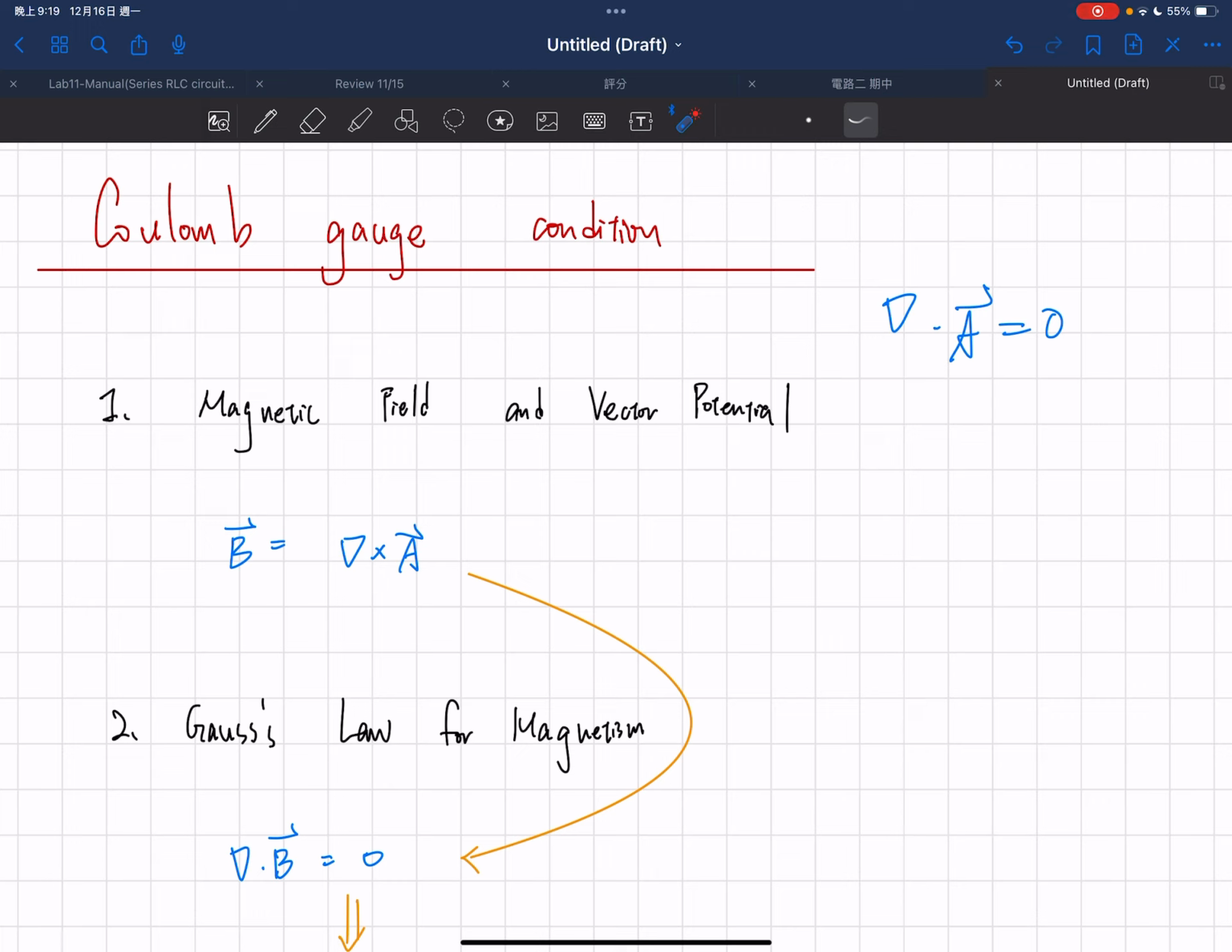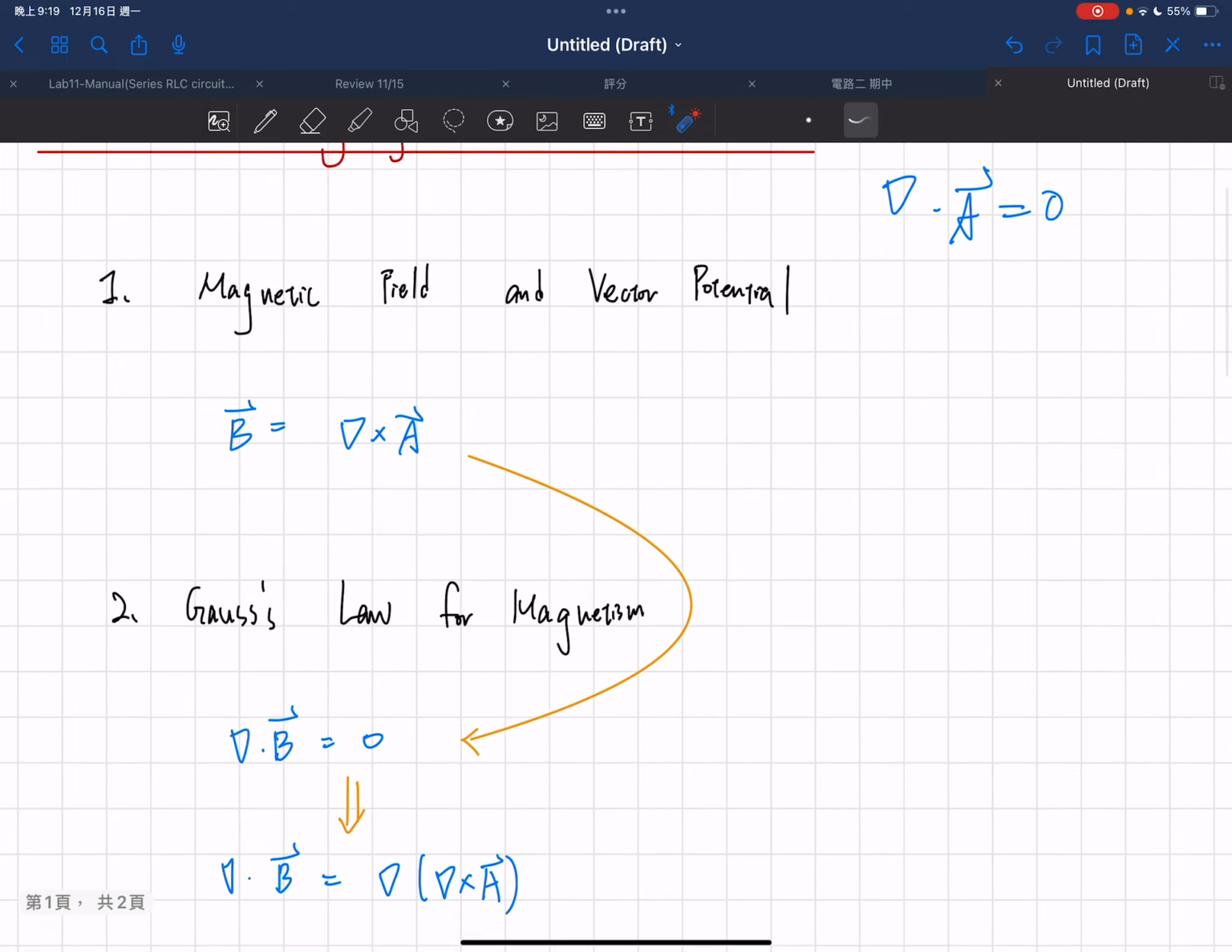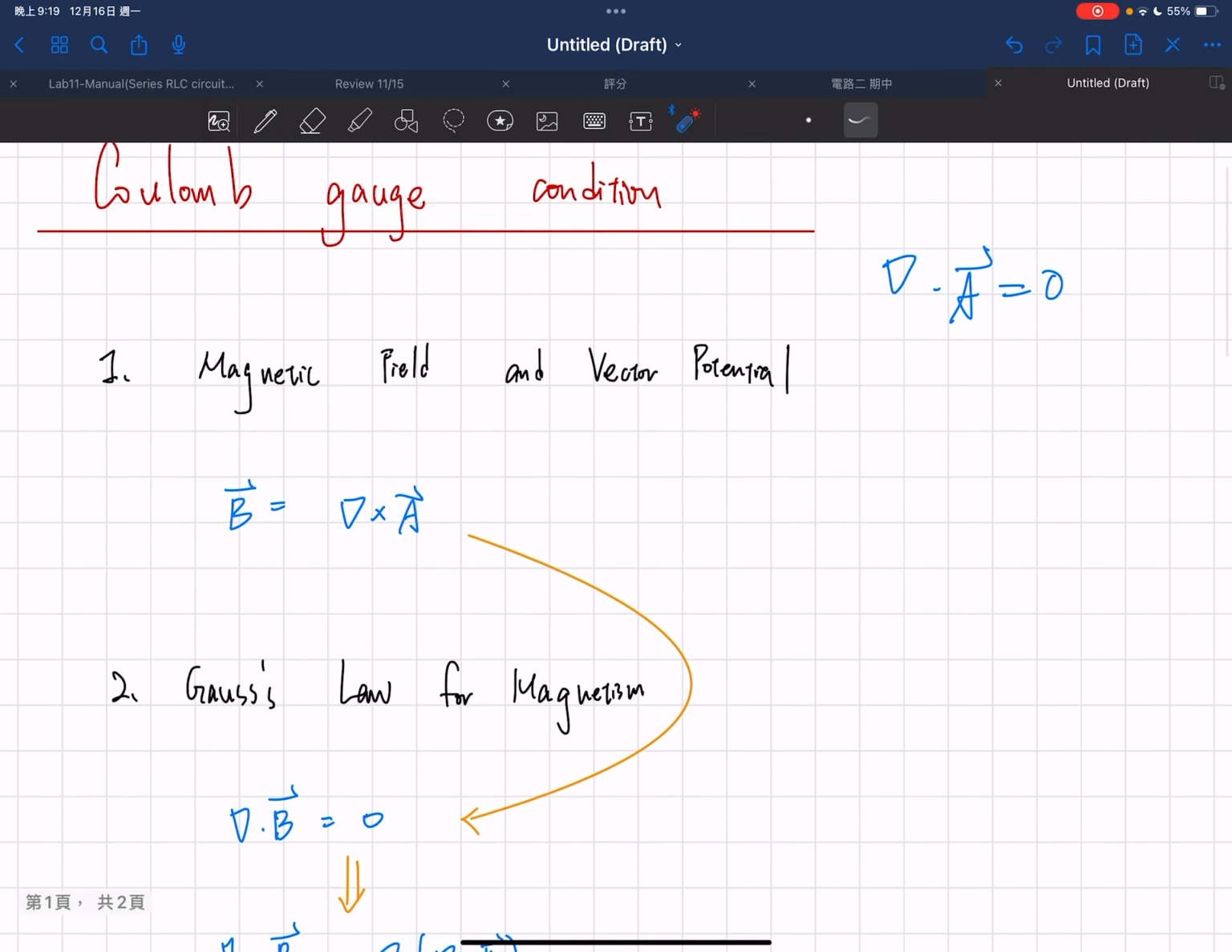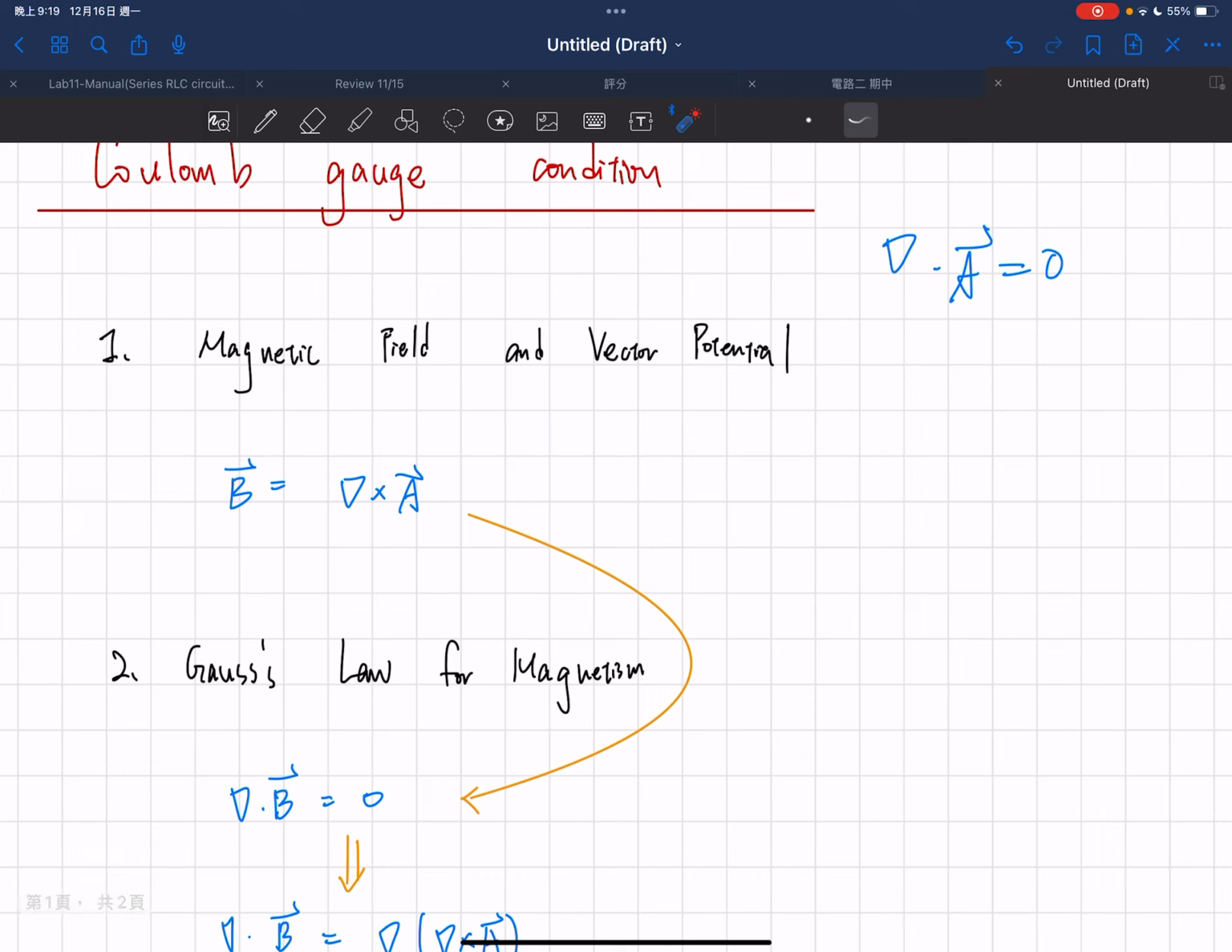To explain this in detail, I want to proceed in 4 steps. So the first step is the magnetic field and the vector potential. As the course mentioned before, we just use B vector equal to curl of A. So the magnetic field B is expressed in terms of the vector potential A. This relation comes from the fact that the magnetic field is divergence free.